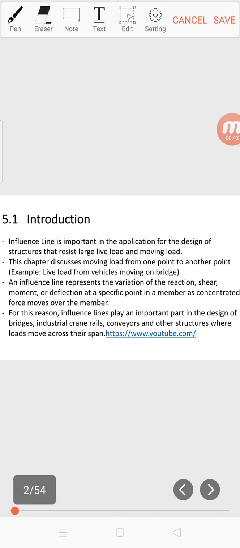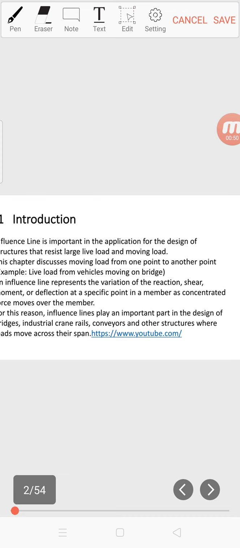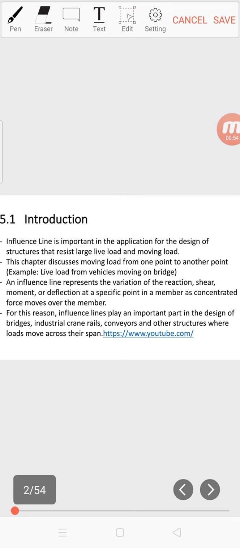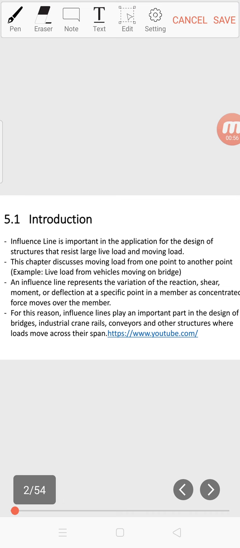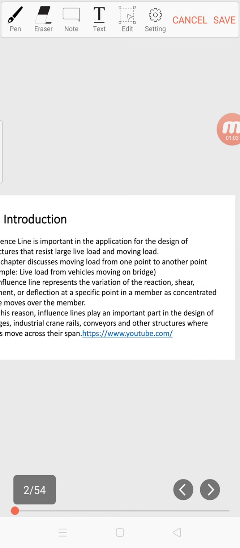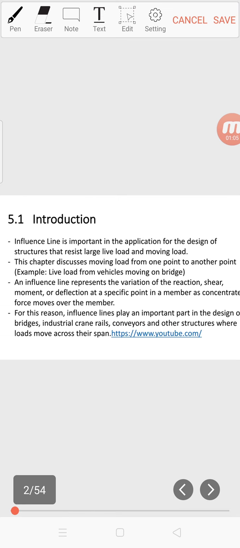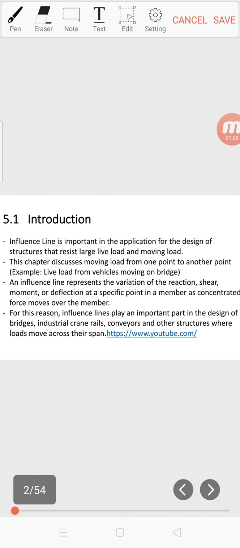An influence line represents the variation of the reaction, shear, moment, or deflection at a specific point in a member as concentrated force moves through the member. For this reason, influence lines play an important part in the design of bridges, industrial crane rails, conveyors, and other structures where loads move across their span.